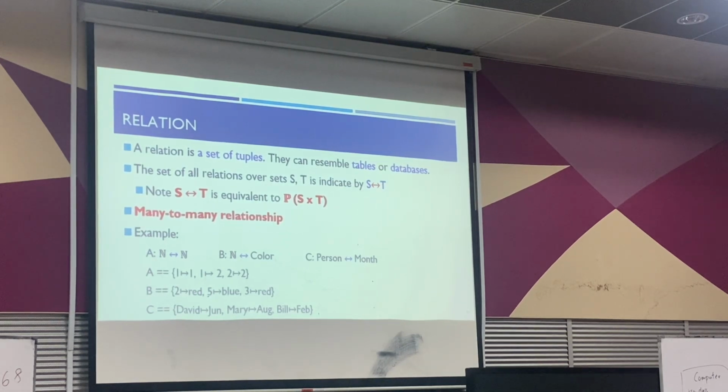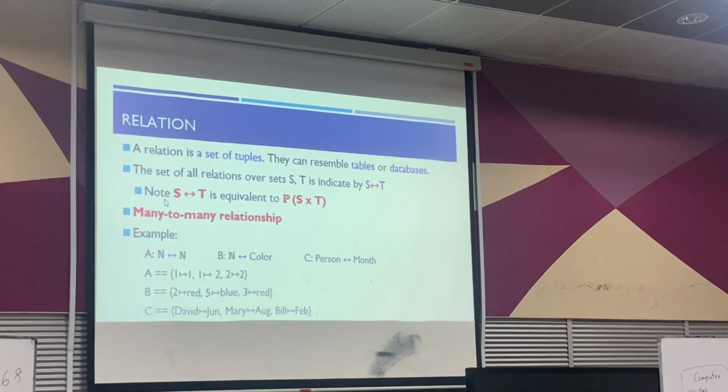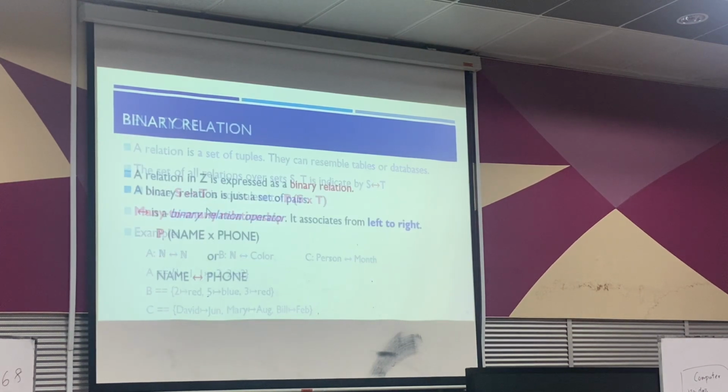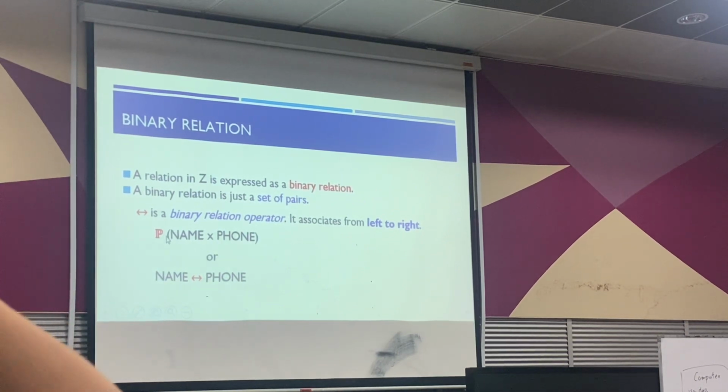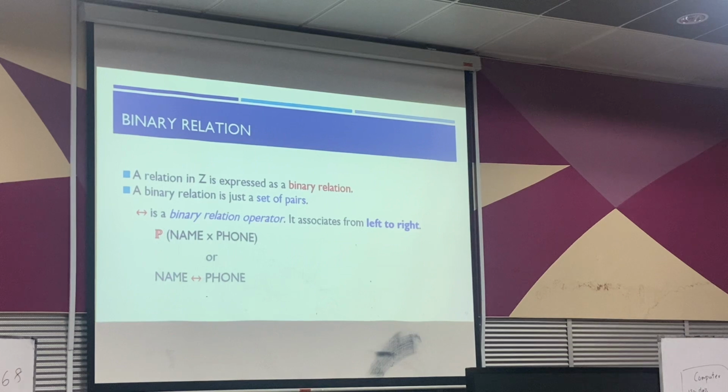So if you have a many to many relationship, rather than going for Cartesian product like this, change this into the relation symbol, which is the double-sided arrow. Another name for it is binary relation. When people or questions say binary relation or relation, it is the same thing. So rather than going here, remove the P. When you go for binary relation or relation, remove the P.